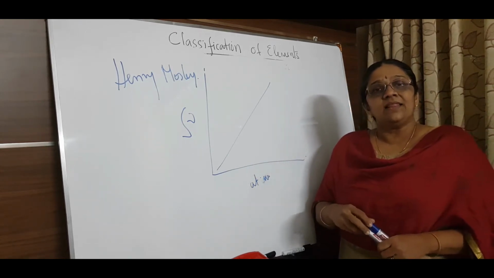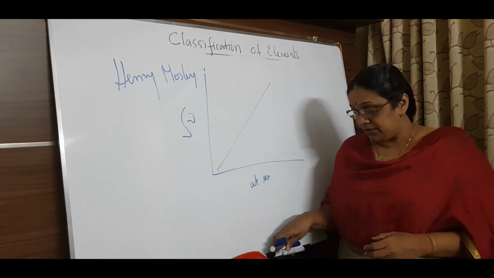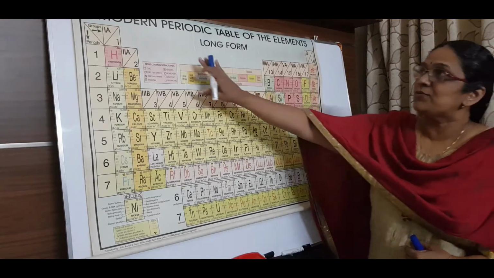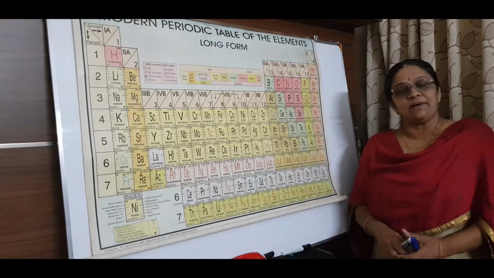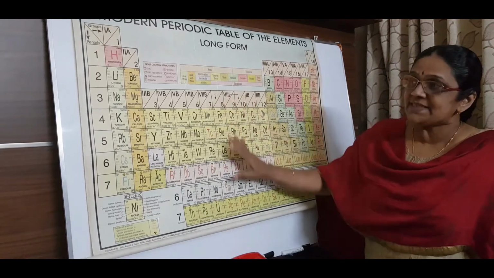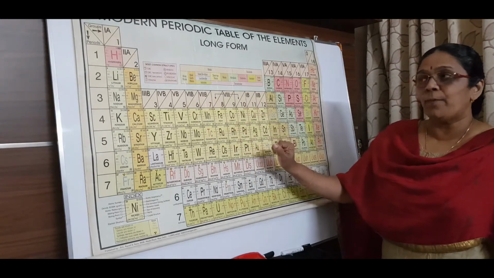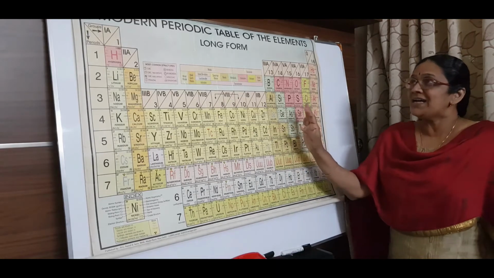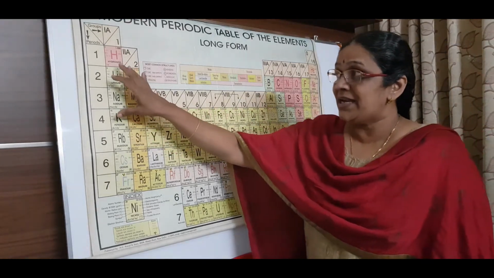Now we will see the modern periodic table where Mendeleev has come into the picture. Okay. Now this is what you call the modern periodic table or the long form periodic table, which was formed by Dmitry Ivanovich Mendeleev. Okay. Now we will see how he arranged the elements according to their chemical properties and what was his theory.